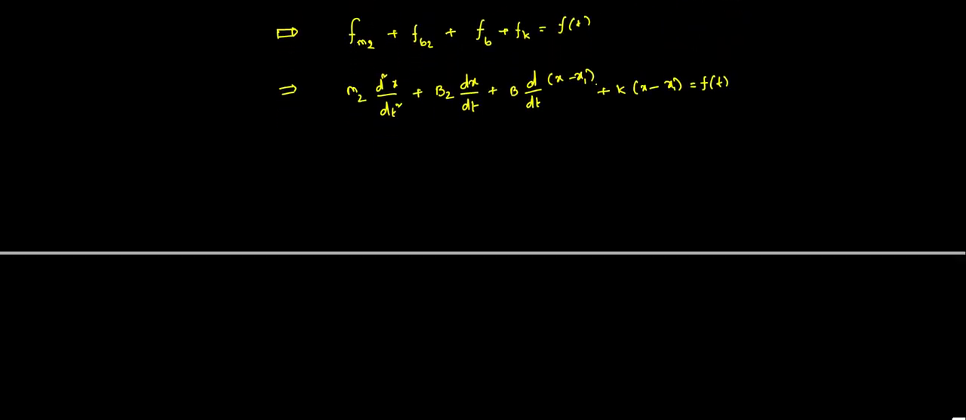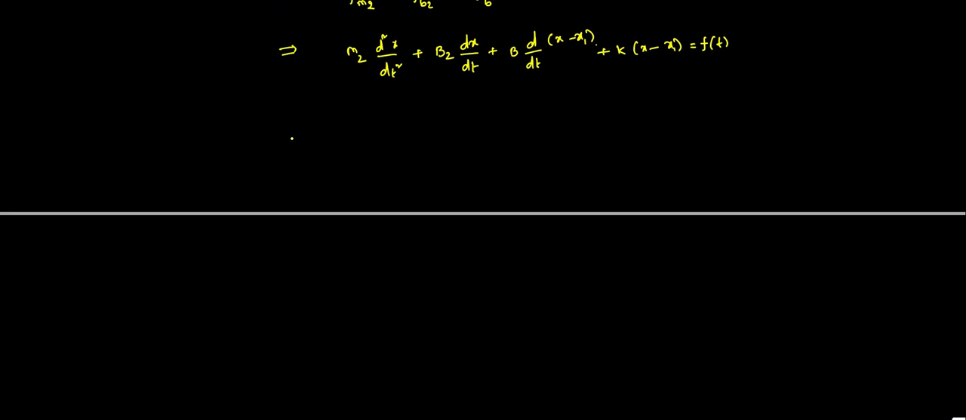Okay. So now you can see, applying the Laplace transform to it, this will become m2 s square x of s plus b2 s into x of s plus b s into x of s minus x1 of s plus k into x of s minus x1 of s is equal to f of s.